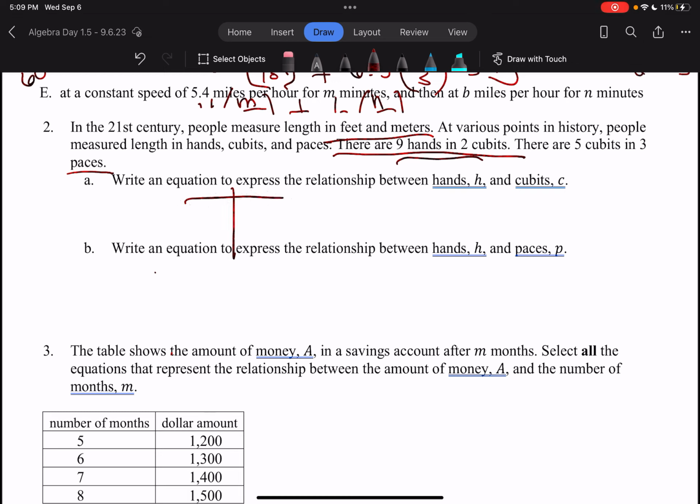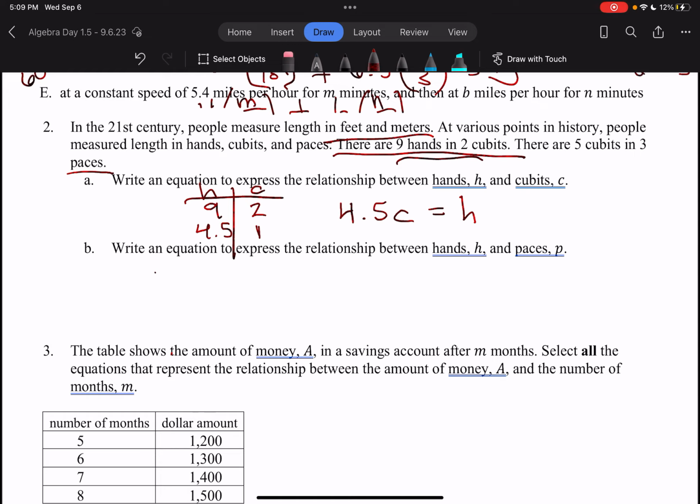All right. Hands, cubits. If there are 9 hands in 2 cubits, that means if we have 1 cubit, there's 4.5 hands. So for every cubit, we have 4.5 hands. So we can write our equation as 4.5 times the number of cubits will give us the number of hands. So if we have 2 cubits, we have 9 hands, right? If we have 4 cubits, we have 18 hands. So you plug in the number of cubits, and that will give you the number of hands.